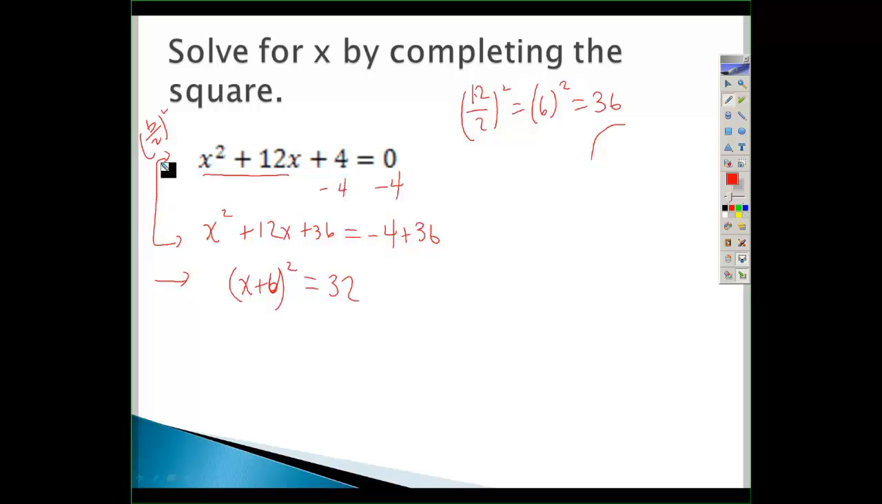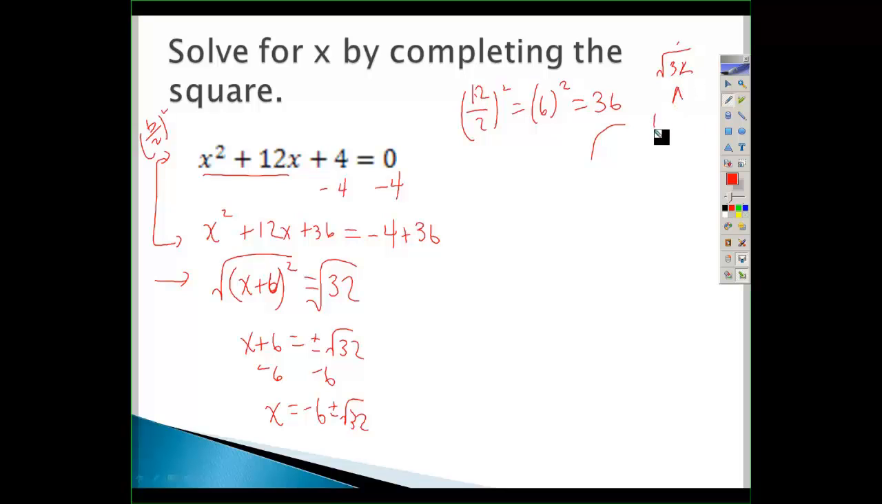From here to here, we're going to square root both sides. X plus 6 equals plus minus the square root of 32. I'm going to subtract 6 from both sides. X equals negative 6 plus or minus the square root of 32. Okay, so I have two solutions. However, I've done this before, okay? The square root of 32 reduces, so we need to reduce it.